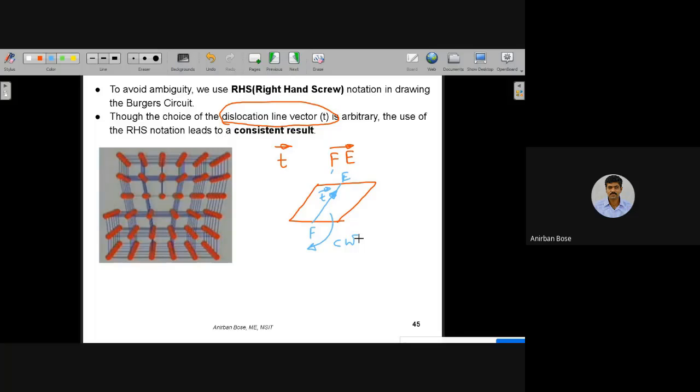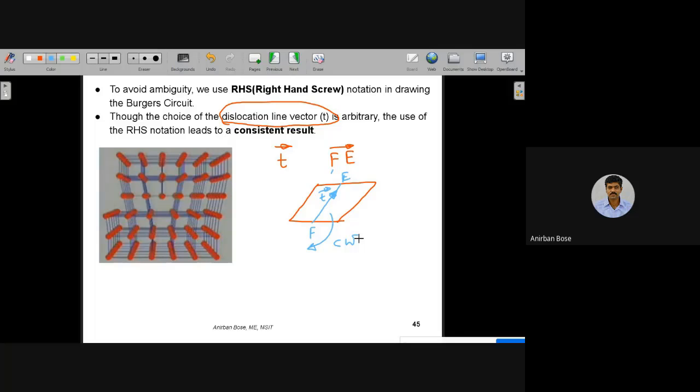So what is the rule that we have set? This is the convention that we will always follow: the right hand screw rule. First we select any one direction, either EF or FE. That is our choice, and that is the dislocation line vector. Then we point our thumb towards that direction and the other four fingers indicate the rotation in which the Burgers circuit is to be rotated. So this is the rule that we are going to follow.